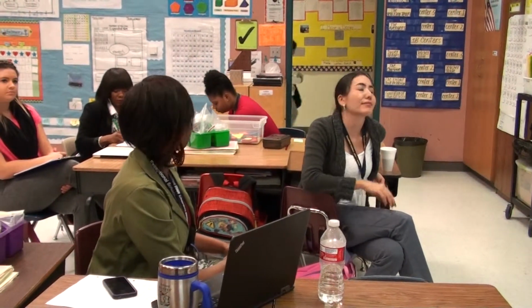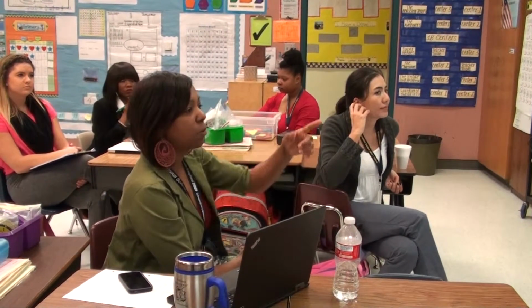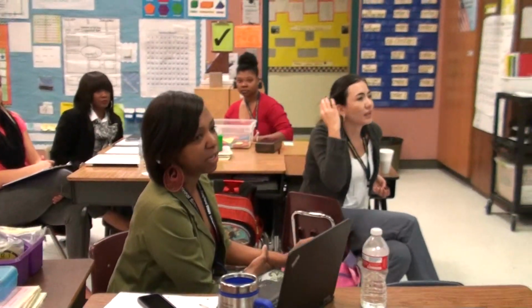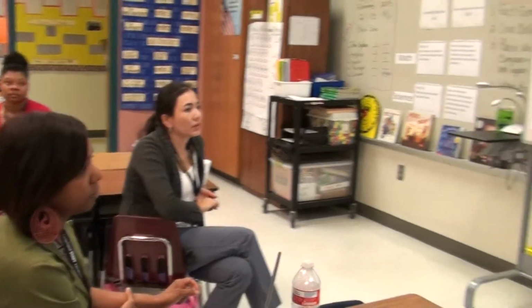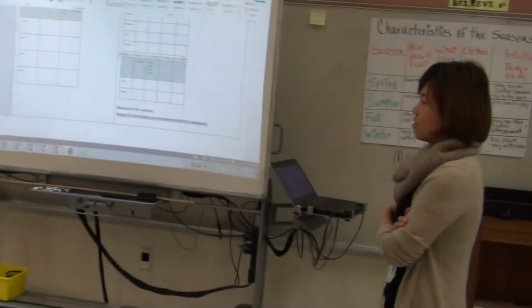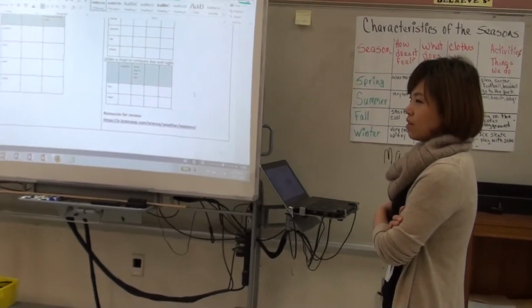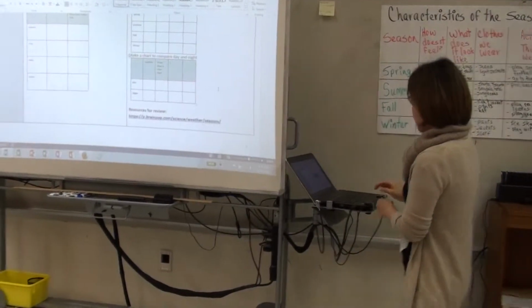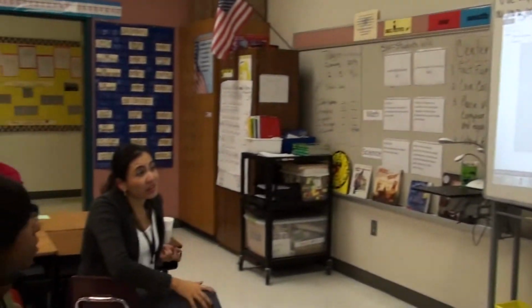Characteristics of day and night. So what do we want them to know? A characteristic of day and night. Dark and bright. You can still see the clouds. How does it look outside? Maybe we can do a Venn diagram if you want to do it a little bit more. Instead of a table, a Venn diagram will work better for that.